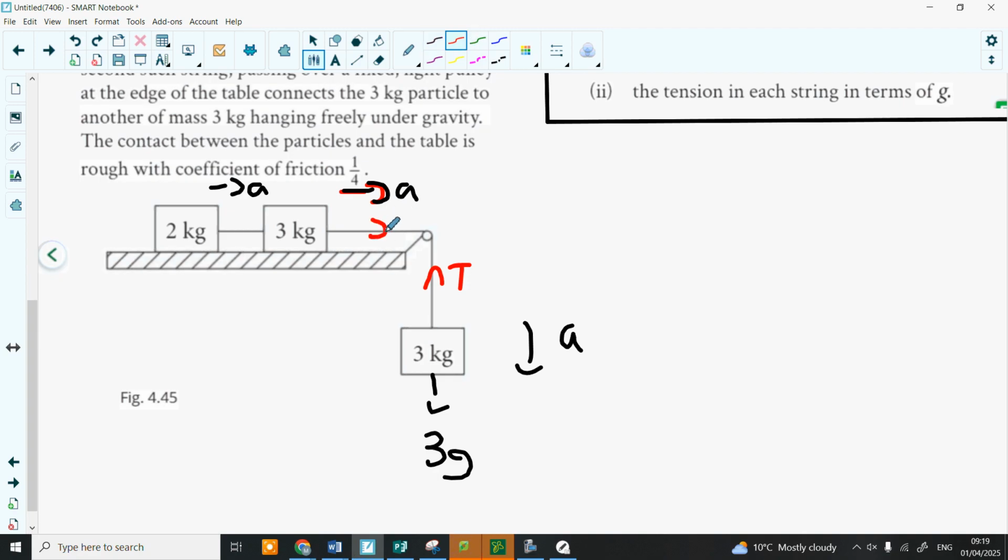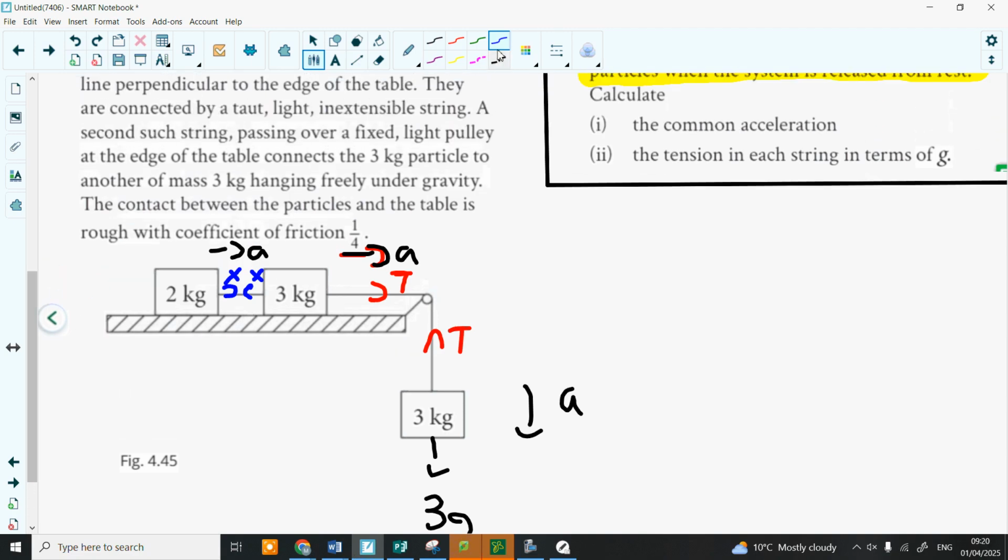The tension is only pulling the 3 kilogram particle. Do you get what I'm saying? Because the 3 kilogram particle is the only one connected to the same rope as the other 3 kilogram particle. However, that means we need a new tension, which we'll call X. This X is pulling the 2 kilogram particle to the right, but it's also slowing the 3 kilogram particle to the left. And we also have friction forces on both of them, one quarter on both of them. Agreed? So a friction force here and a friction force here.